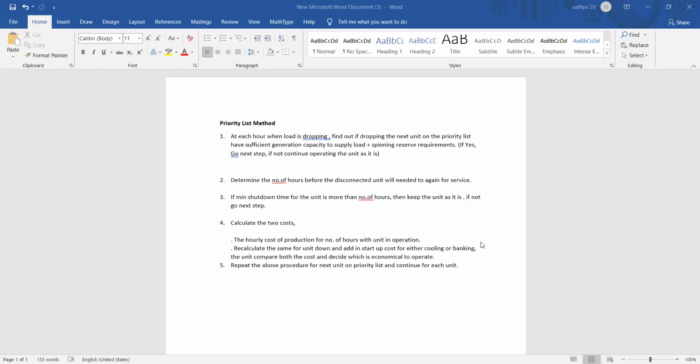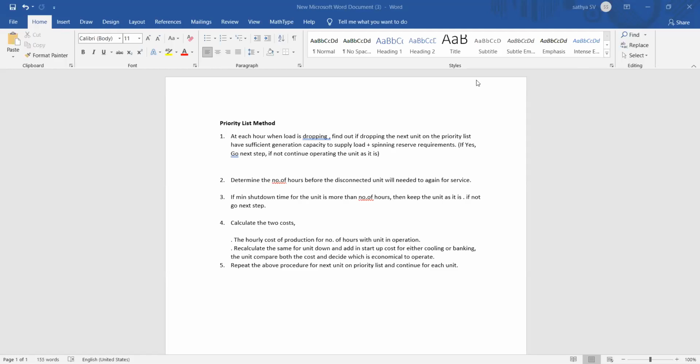Again, step 1, step 2, step 3, step 4, right? Like that we are moving on in the priority list method in order to meet the various load demands that we saw in the last problem. Okay, done. Is it clear to all of you, the priority list method?